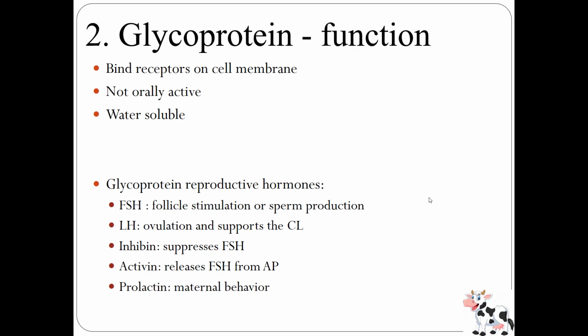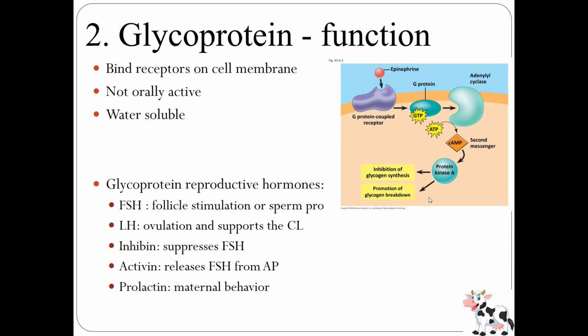Inhibin is a glycoprotein that is going to be produced from the follicle and will feed back to the brain tissue and suppress follicle stimulating hormone in the anterior pituitary. Sorry, I meant will feed back to the anterior pituitary, not the brain tissue. And then activin will release FSH from the anterior pituitary, and prolactin will be produced from the anterior pituitary as well, and it is going to be essential in maternal behavior in females.